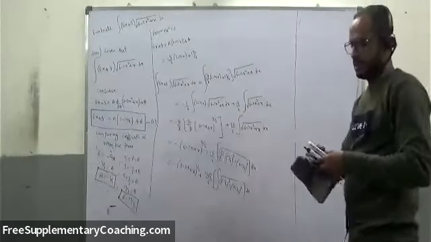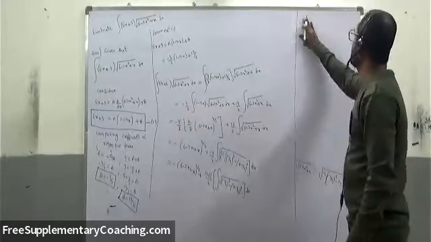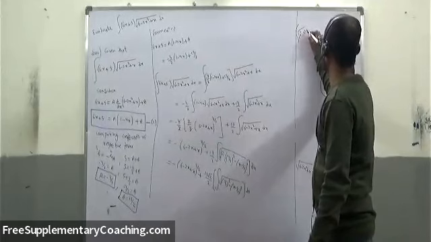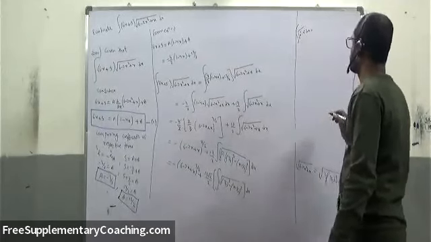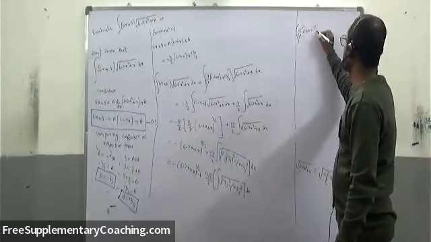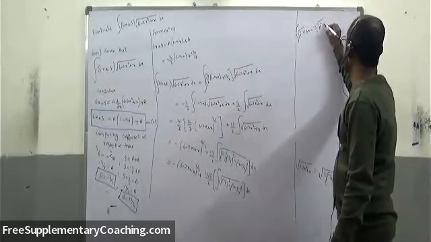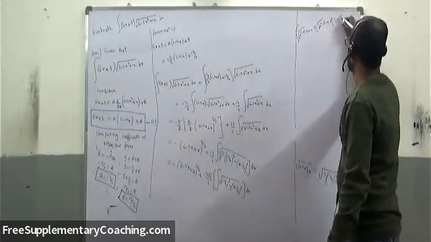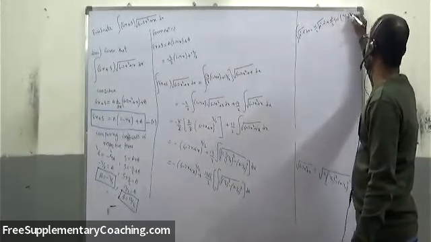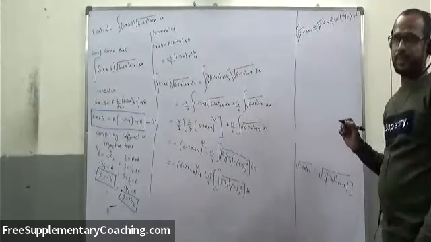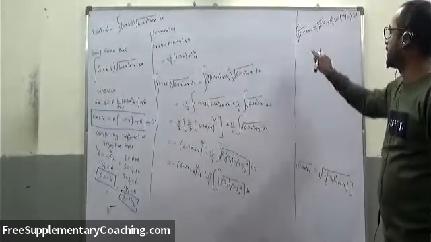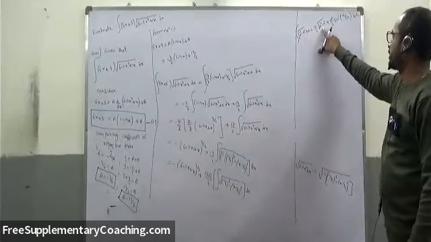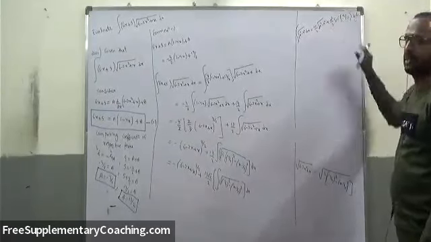Integration has a lot of formulas. The integral of root over a² minus x² dx is equal to x by 2 root over a² minus x² plus a² by 2 sin inverse of x by a plus c. Right? The integral of root over a² minus x² dx is equal to x by 2 root over a² minus x² plus a² by 2 sin inverse x by a plus c.